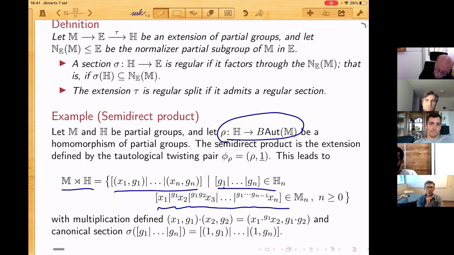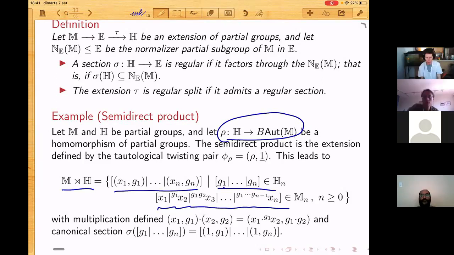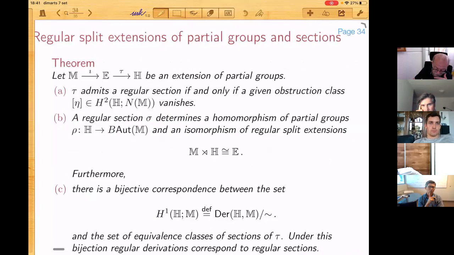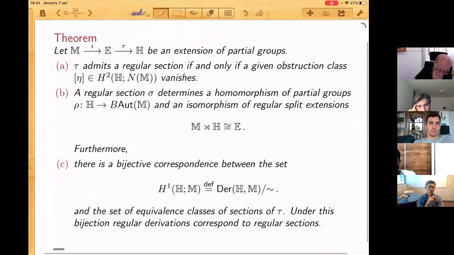And we are sure that this is well defined as a partial group, because this corresponds to the fiber bundle defined by the tautological twisting pair, right? Which is given by the action, which is an actual action because the section was regular. And then the homotopy we were taking before, eta, could be just the identity. That's a constant homotopy, right? And that's the classical way also. So now, the theorem is like this.